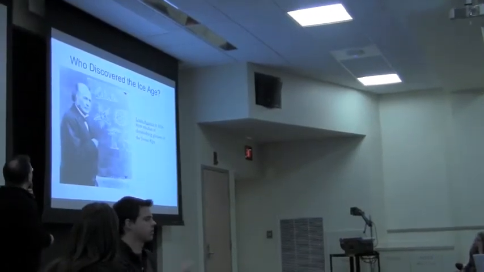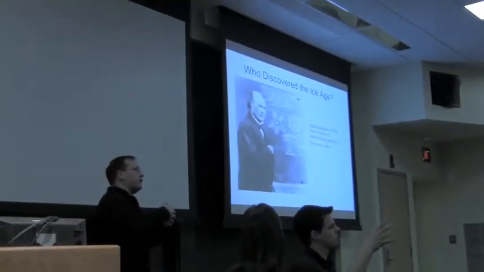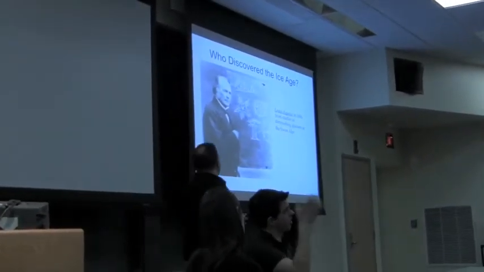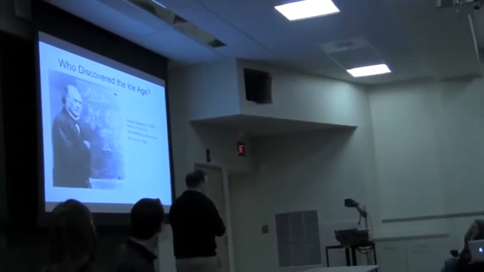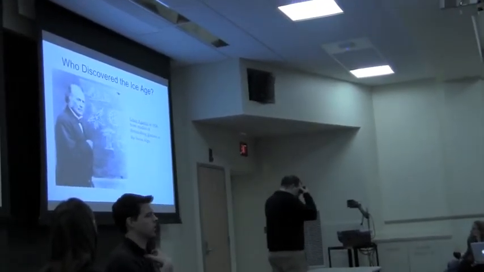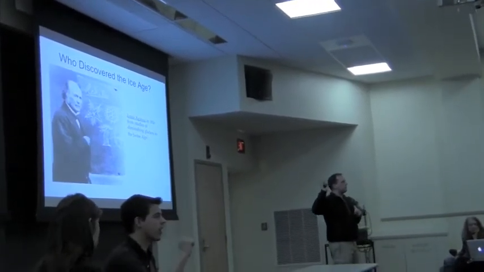Now, who came up with the idea of the ice age? The idea of the ice age, a global period of extended glaciation on the continents, first came about in 1836 from this guy, Louis Agassiz, who was a Swiss geologist, and he was interested in trying to understand, has anybody here been to the Alps?